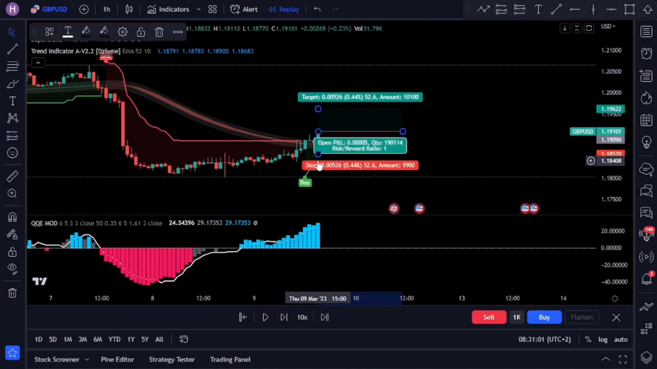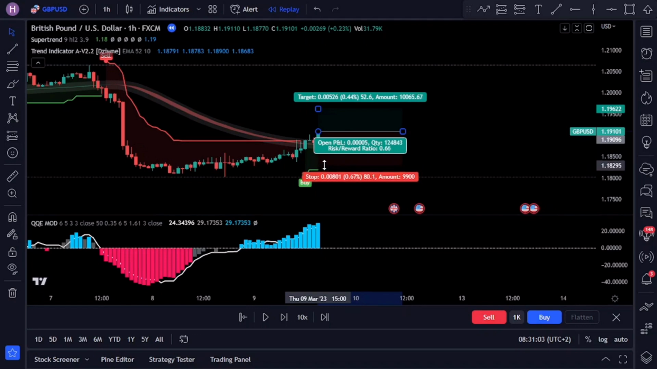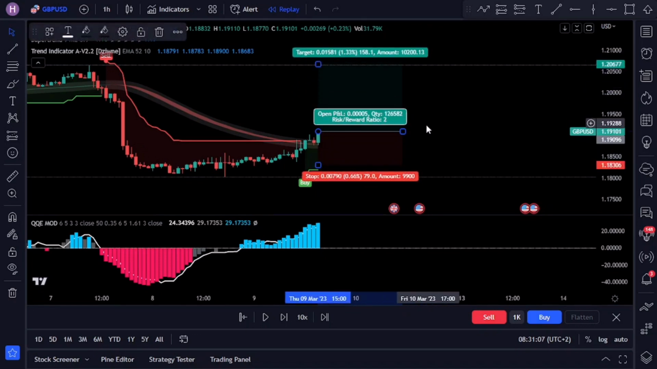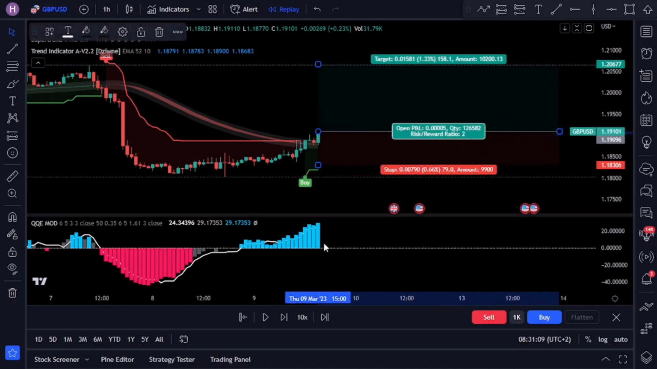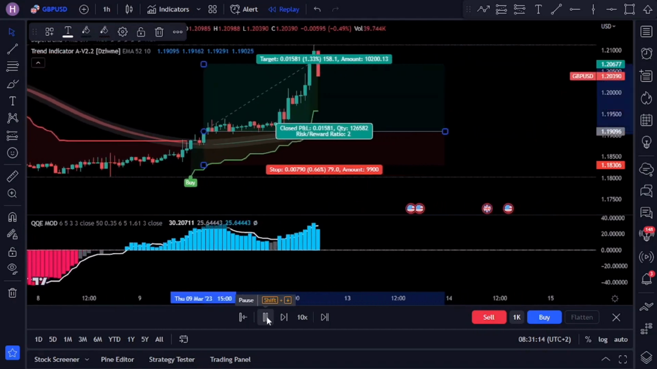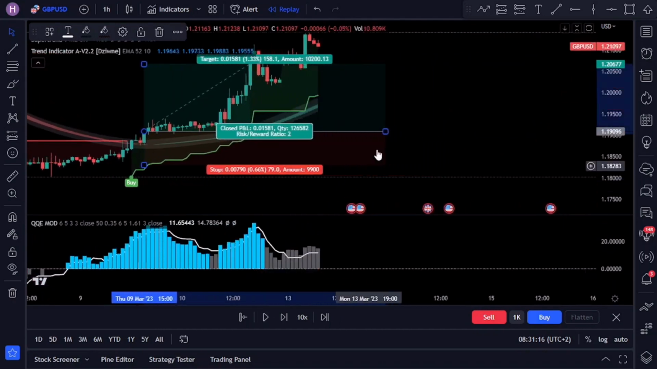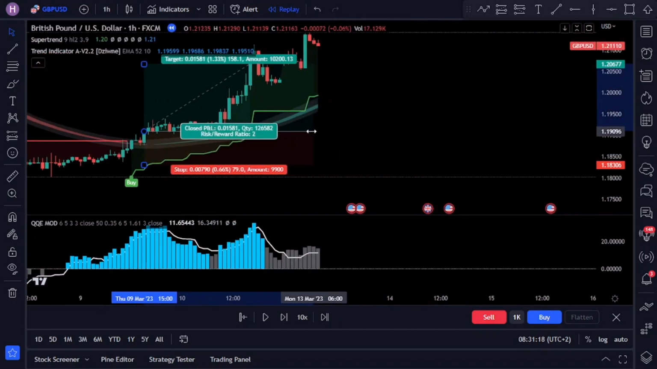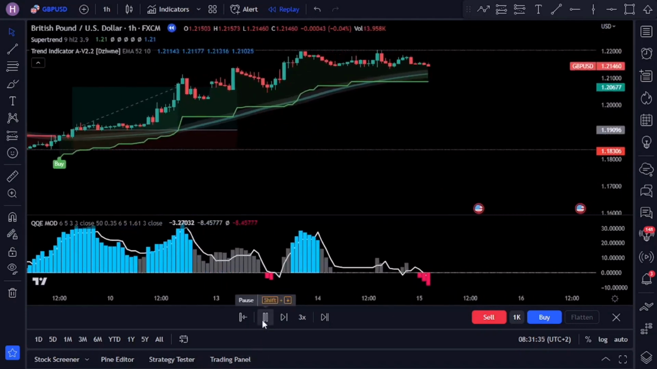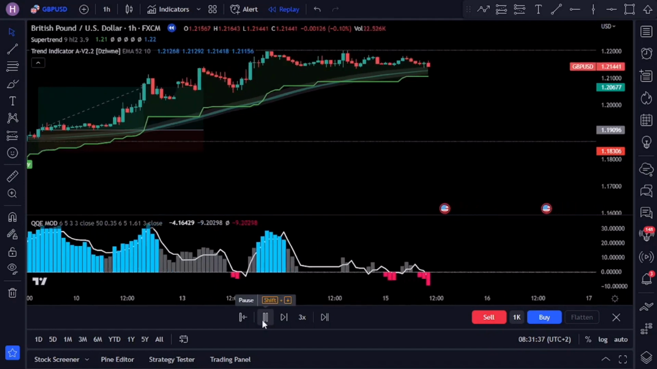Once all these conditions are fulfilled, then we will place our buy order with our stop loss placed at the swing low. The risk to reward ratio will be 1 to 2, meaning that we should aim for a return of 2% for every 1% that we risk. On the chart, you'll see that the trade played out in our favor and we were able to secure more pips.